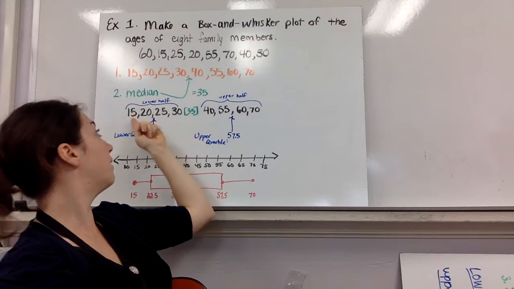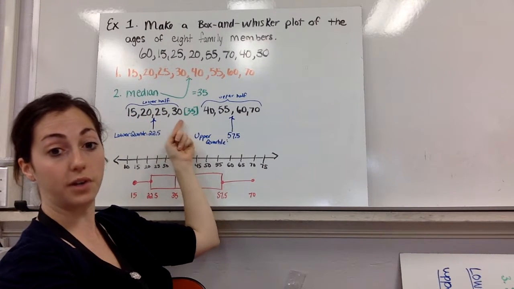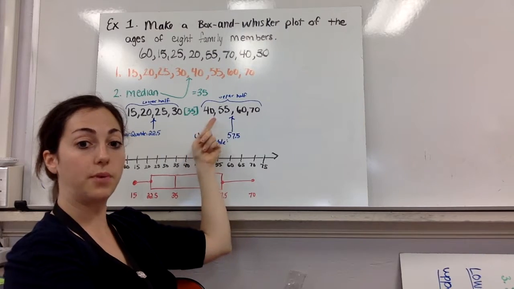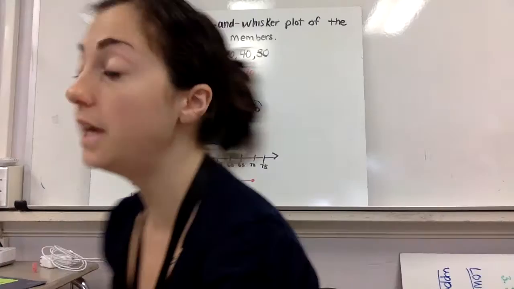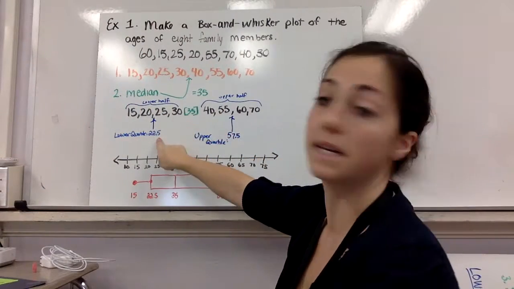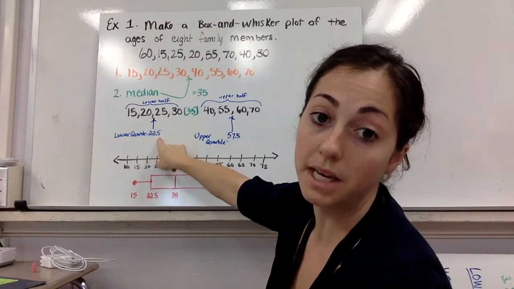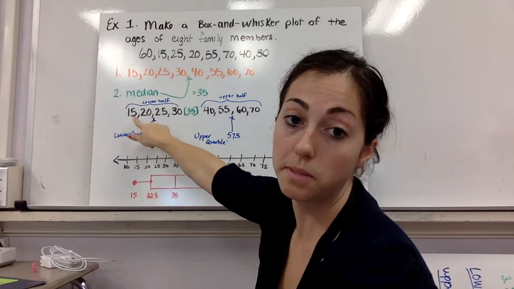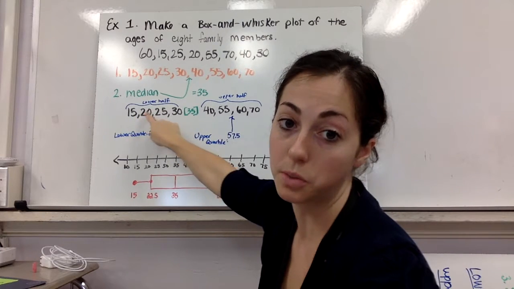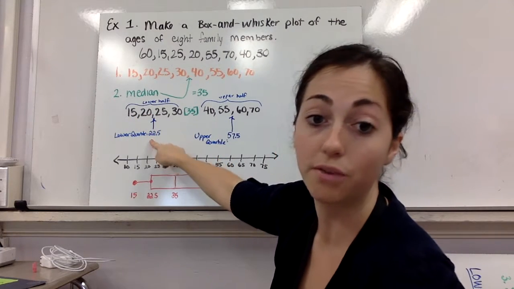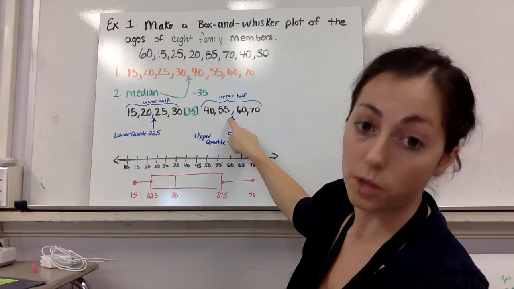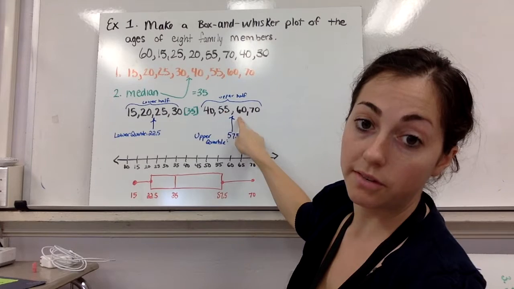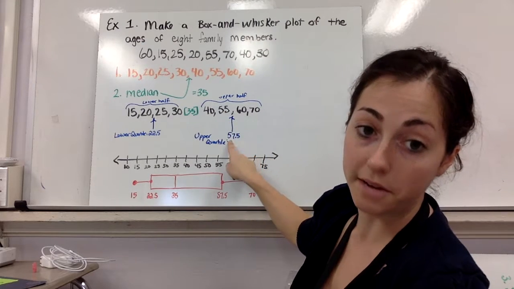So my lower half is the 15, 20, 25, and 30. My upper half is 40, 55, 60, and 70. Then step 3, no, that was step 3. Step 4 says to find the median of the lower half. So the median is the middle number in between 20 and 25, and that's 22.5. The median of the upper half, the third quartile, is in between 55 and 60, which is 57.5.